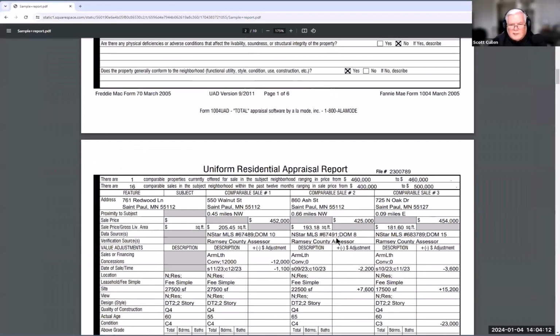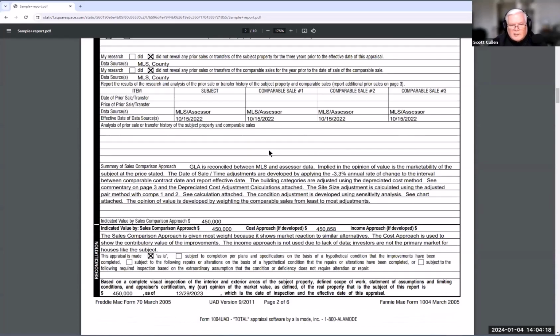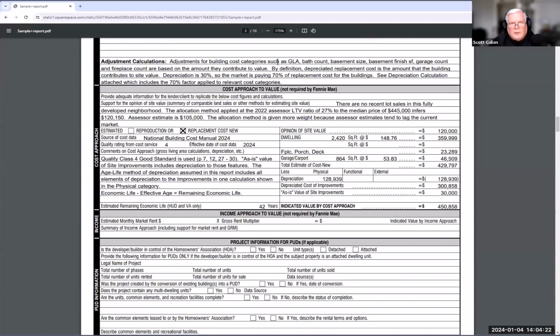So let's skip past this for a minute. We're going to go through that step by step, but I like to start in the cost approach. And this will be something that you can download and take as a PDF and use as you like. But here's the cost approach for this house.